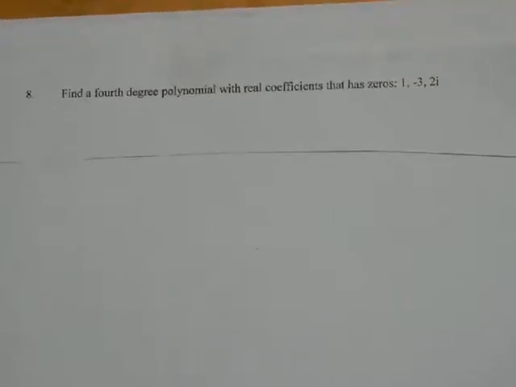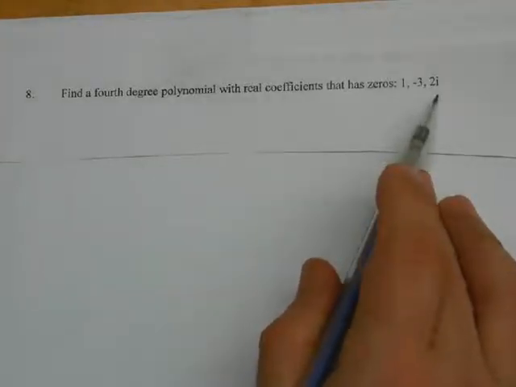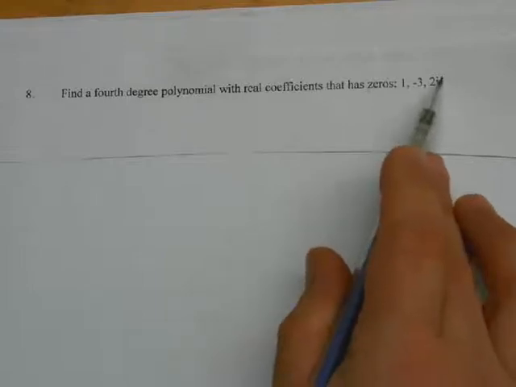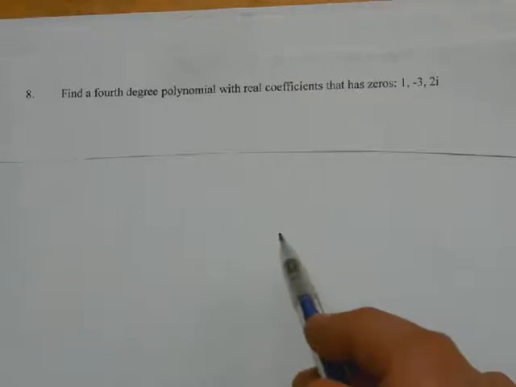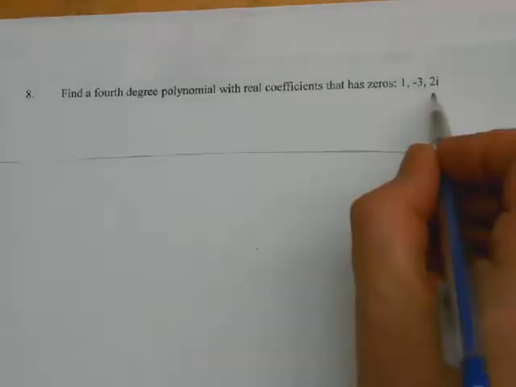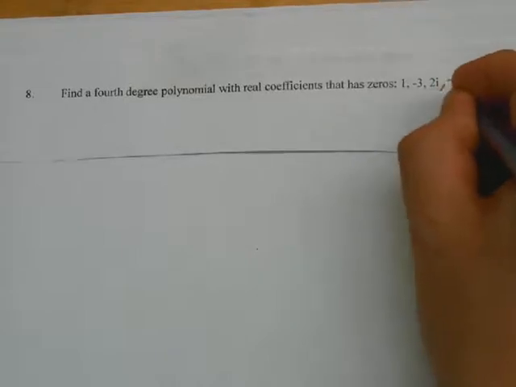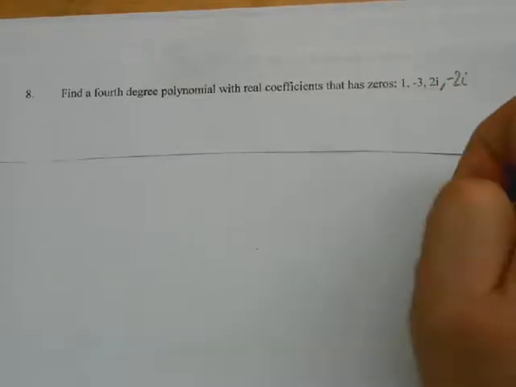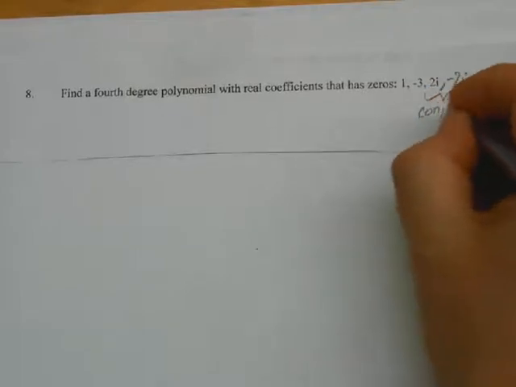Number 8 was similar to a problem I did in part 1, except now it looks like we have a complex root. Well, we know if there's one complex root, there is another. Remember that complex roots come in conjugate pairs. So if 2i is a root, then we know that negative 2i is also a root. Just know those are complex conjugate pairs.